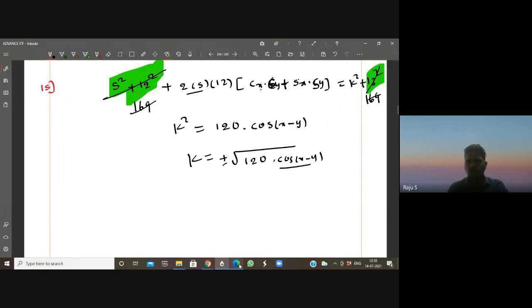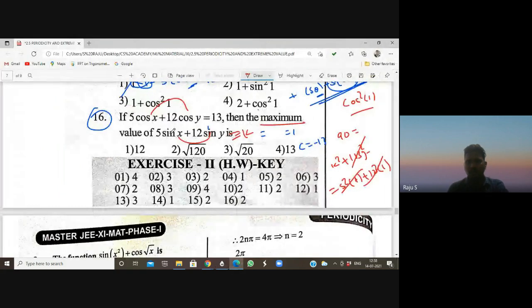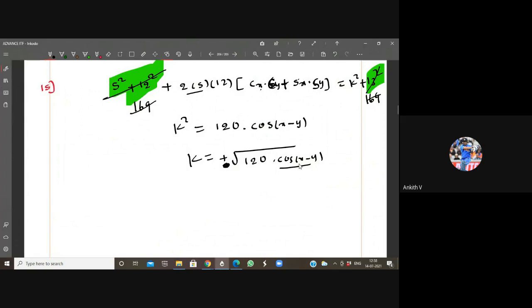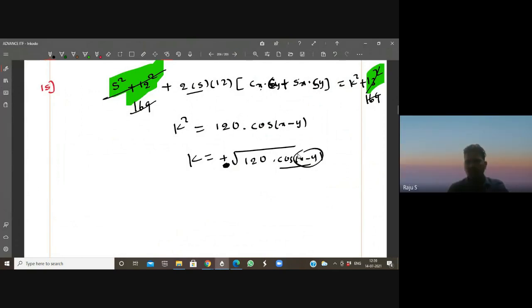So they are asking about the maximum value. Okay, what is the maximum value, students? What is the maximum value of cos? Cos of whatever it is, it may be x minus y, the maximum is 1. So that is nothing but root over 120. That's all. Simple. Cos maximum value, you can substitute 1. In case they ask for the minimum value, you can take minus root over 120, because we are getting plus or minus.